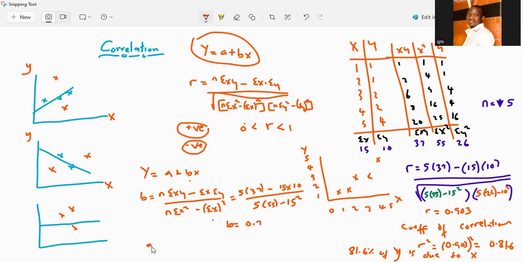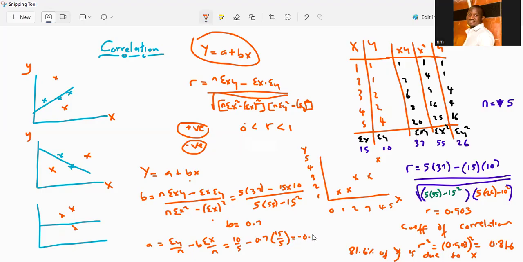Then our a is simply summation of y over n minus b times summation of x over n. So summation of y is 10, over 5, minus the b we've just calculated, 0.7, times summation of x, which is 15, over n, which is 5. So when you calculate this, I hope you are following, our a will be negative 0.1.